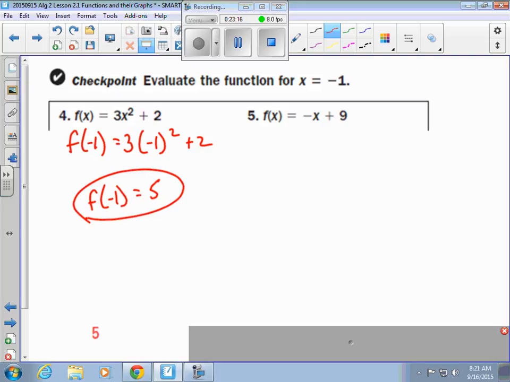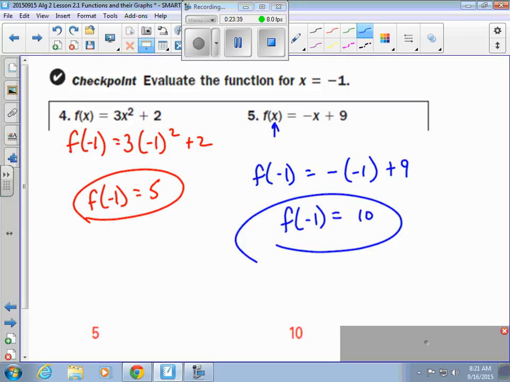The other one, f of x equals negative x plus 9, when x is negative 1 still. So f of negative 1 equals negative negative 1. Don't lose that one. It's easy to lose that negative in front of it. So that means negative negative, which is a positive 1. So f of negative 1, 1 plus 9 is 10 for that one. f of negative 1 is 10.